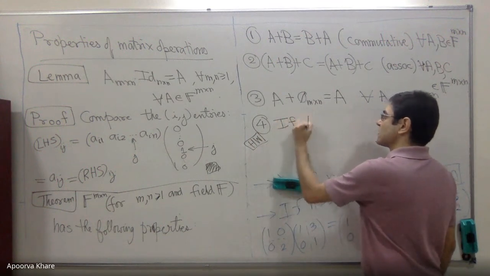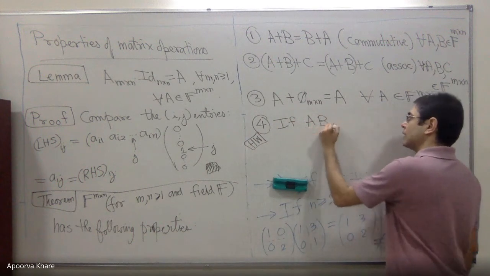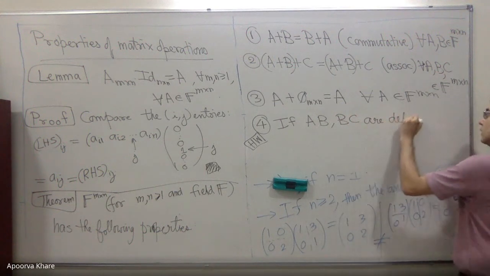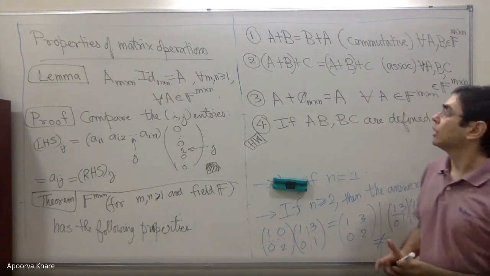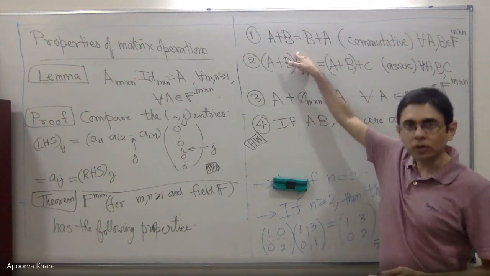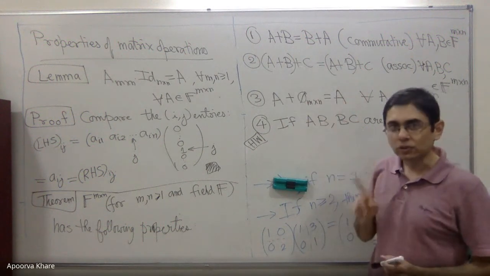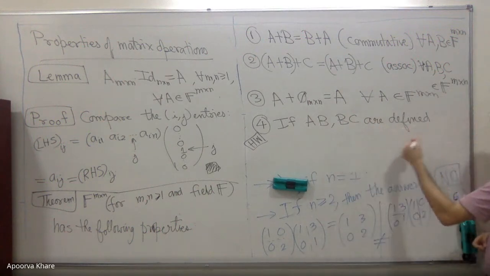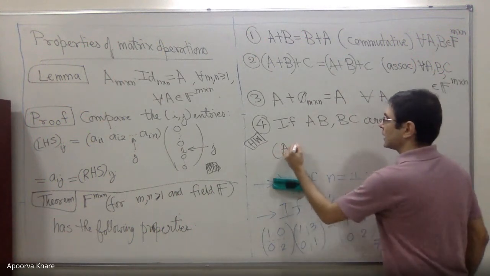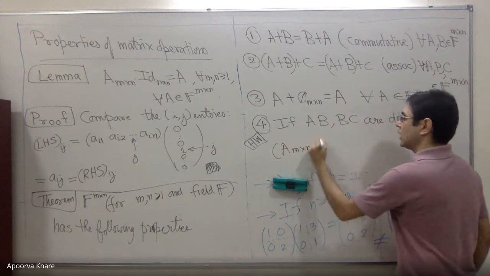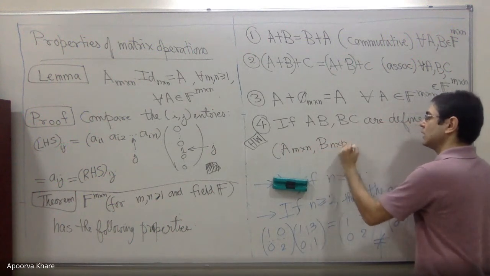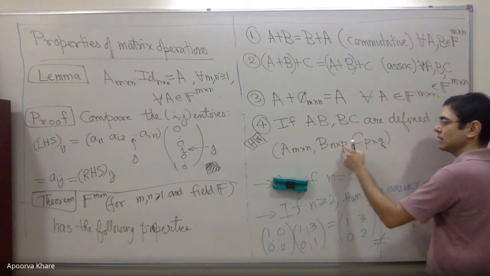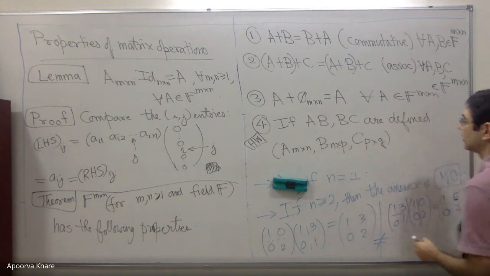If AB and BC are defined, as I already told you, matrix multiplication is not commutative, but it actually is associative, provided everything is defined. So if AB and BC are defined, which means A is in F to the M cross N, B is N cross P, and C is P cross Q. So B times C is defined, A times B is defined.